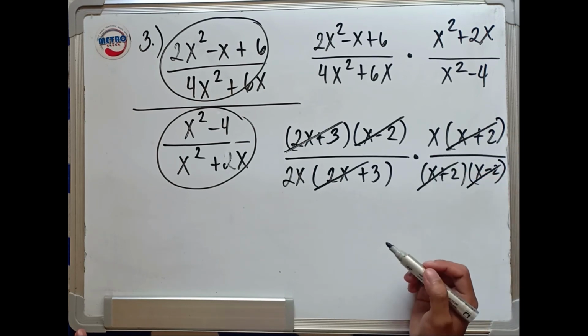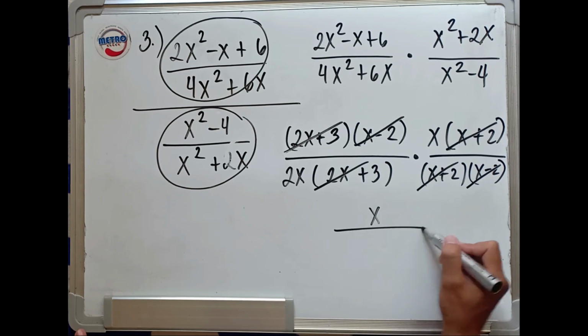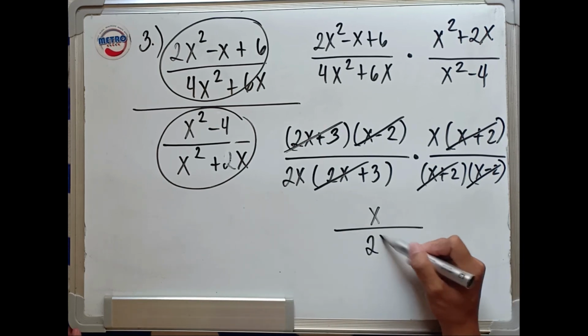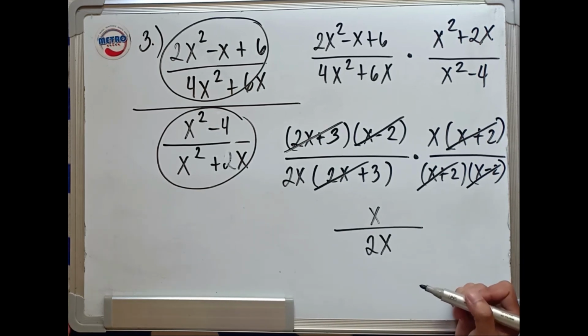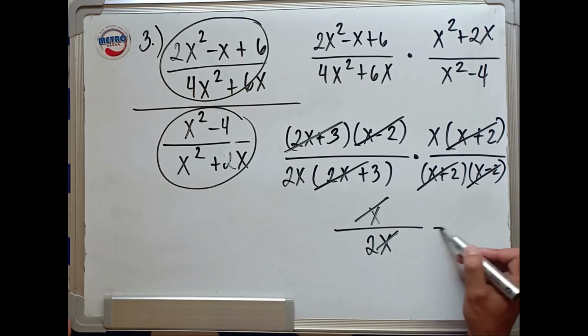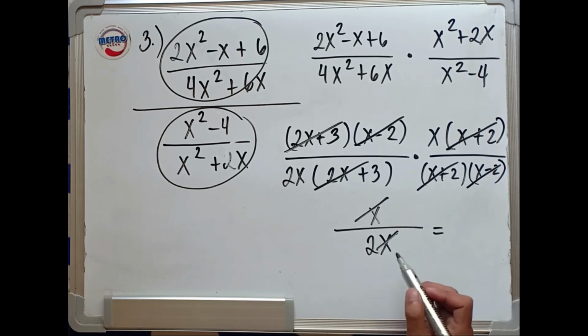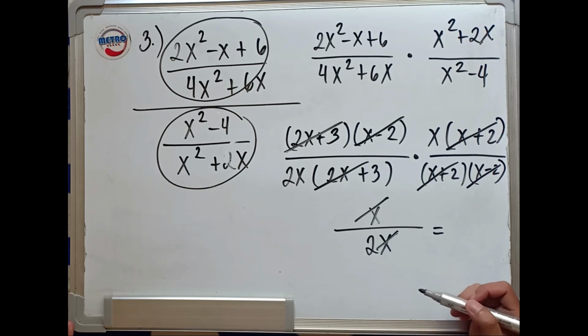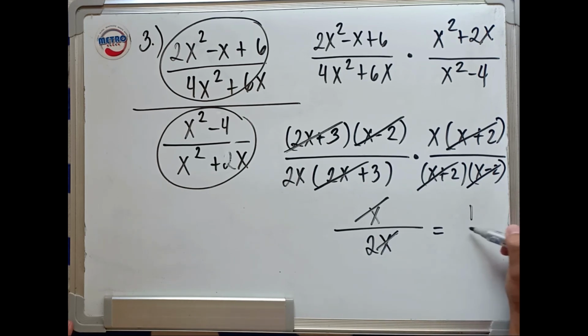So we have now x for our numerator and 2x for our denominator. Then we see a common variable on our numerator and denominator, so we can cancel this variable x. Now, all terms in our numerator are cancelled, but still we have 1. Then for our denominator, we have 2. So for this item number 3, the answer will be 1 over 2.